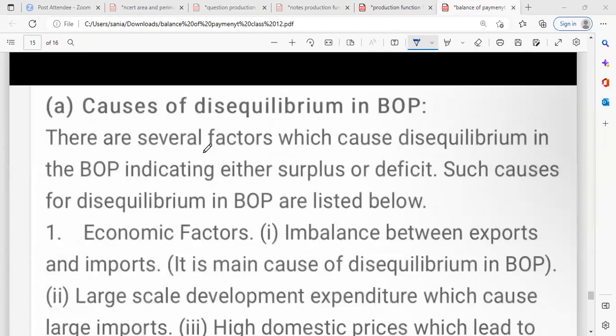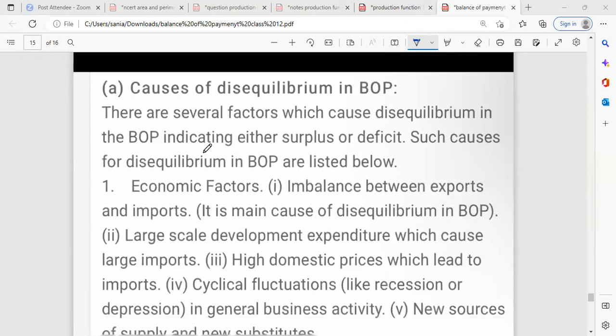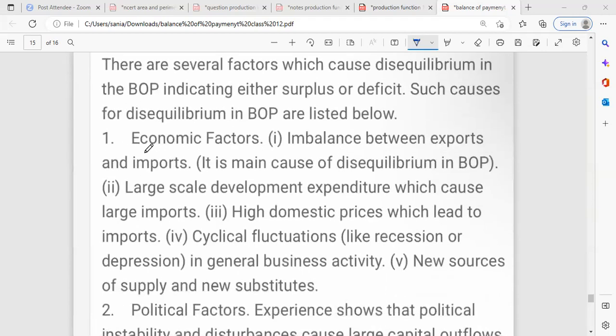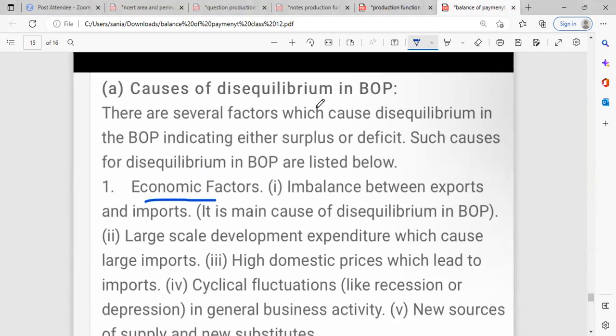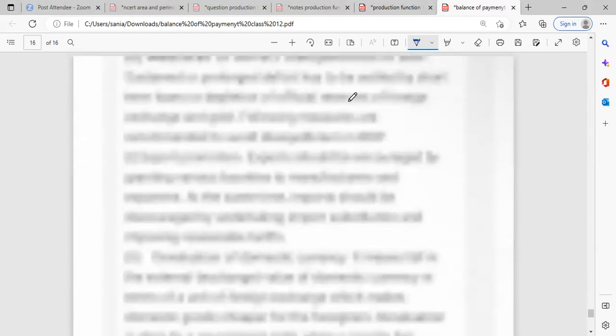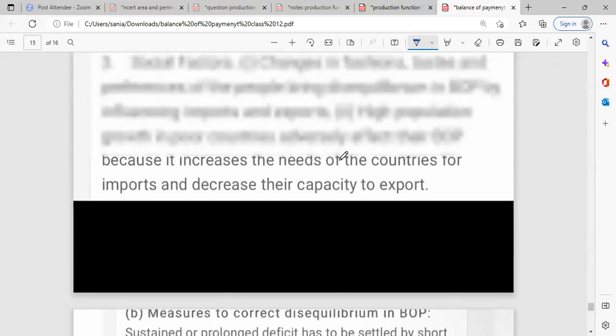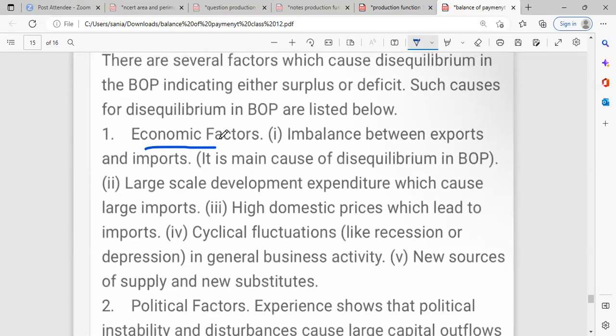Okay. Now coming to the very important last topic, which is the causes of disequilibrium in BOP. There are several factors which cause disequilibrium in BOP, indicating either surplus or deficit. Such causes of disequilibrium in India are listed below. First is economic factors. Basically, why is disequilibrium being caused? Causes of disequilibrium in India. Then after that, we will write how we will correct the disequilibrium. So first of all, what are the causes?